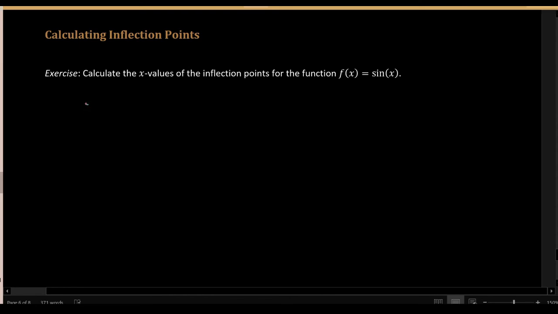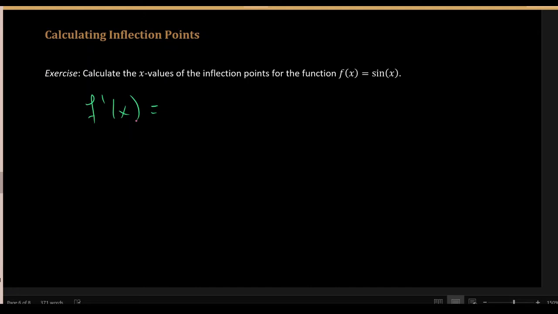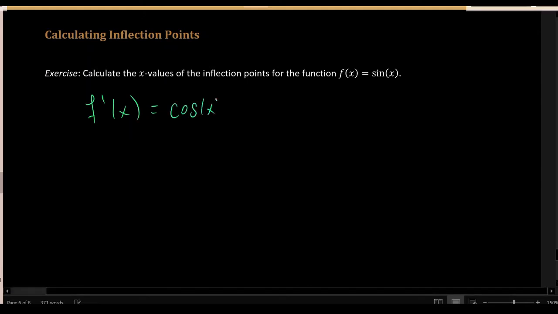To that end, what I'm going to do is calculate first the first derivative, then the second derivative, to try and see where the second derivative might change from positive to negative. Now we know that the derivative of sine is equal to cosine. We also know that the derivative of cosine is equal to negative sine.